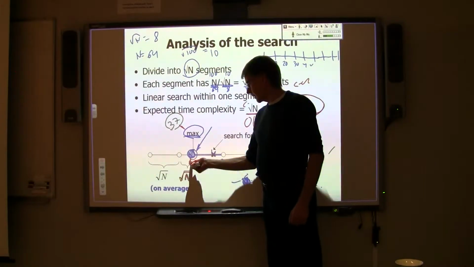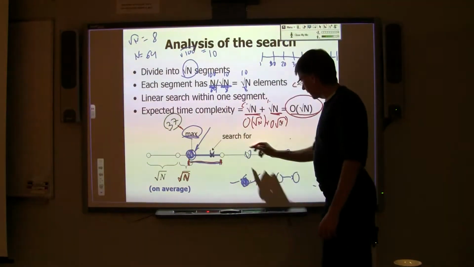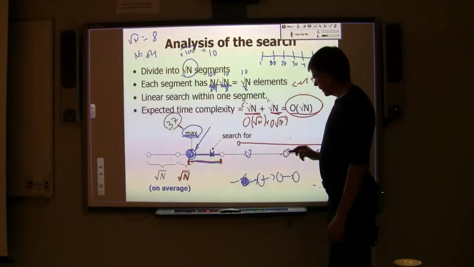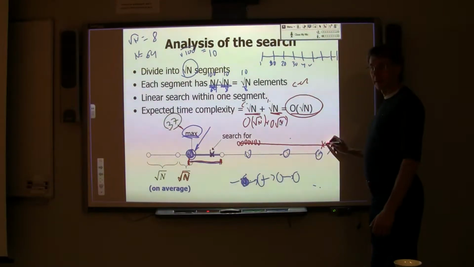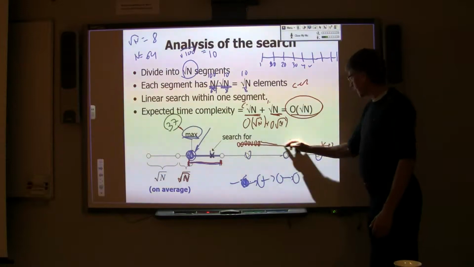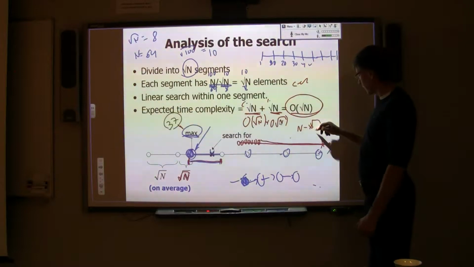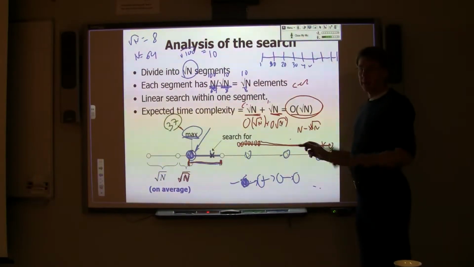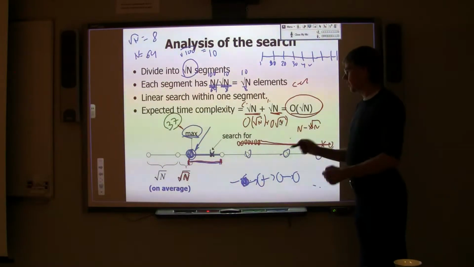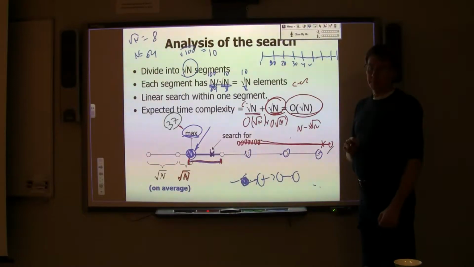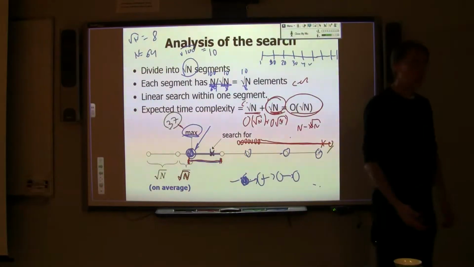And I claim that, yes, if I'm unlucky, this segment can be really long, right? If I divide the list, and my random numbers all happen to be in the beginning, and what I'm looking for is the last element, in the worst case my segment length is really n minus square root of n. So I'm unlucky. But on average, sometimes it's longer, sometimes it's shorter, but on average I claim it's square root of n. Okay, I'm not going to prove it, this should be so obvious.